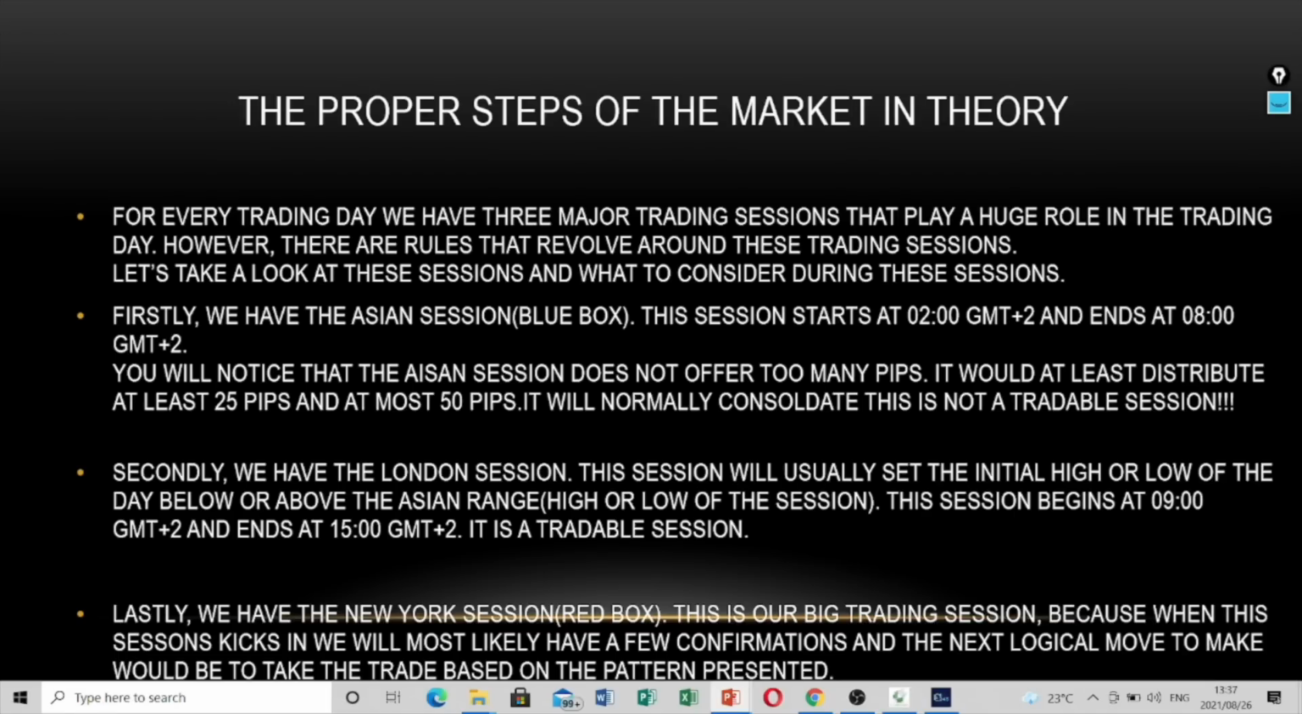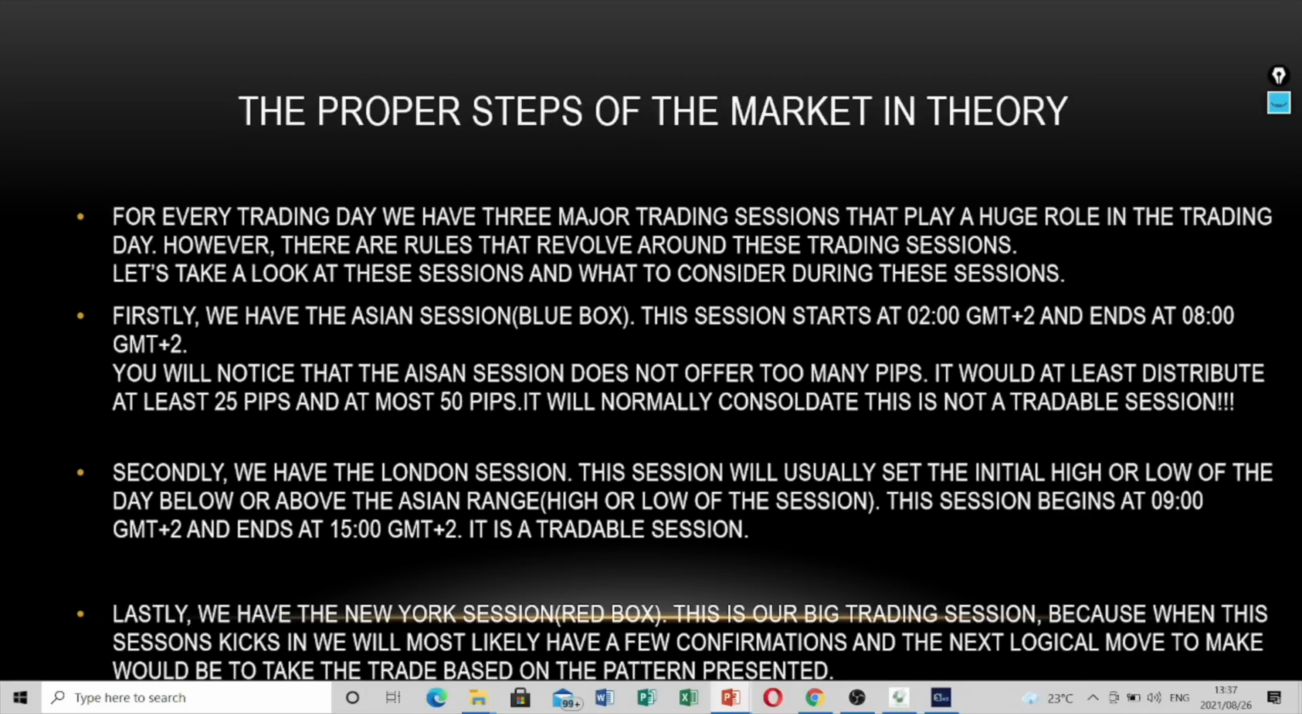It is a tradable session, but in my experience, I wouldn't say that I've had too many setups that have formed in the London session and paid to a substantial amount. But lastly, we have our biggest, tradable session, the New York session, the red box. This is our biggest trading session because when this session kicks in, we are most likely to have a few confirmations already as to where we are going to be trading for the day, or not really for the day, mostly for the day and in line with the cycle.